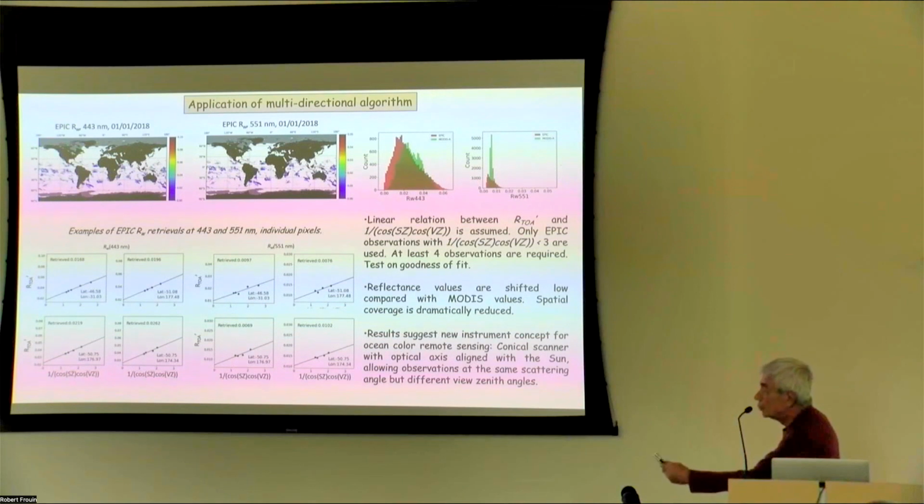So in practice, with EPIC, this might not be a good way to obtain global maps of water reflectance. But there is a possibility of a new technique here. These are some examples for individual pixels of how the method works. You have these kinds of historical observations for each case, and then you fit and extrapolate to 0, and you get the water reflectance.